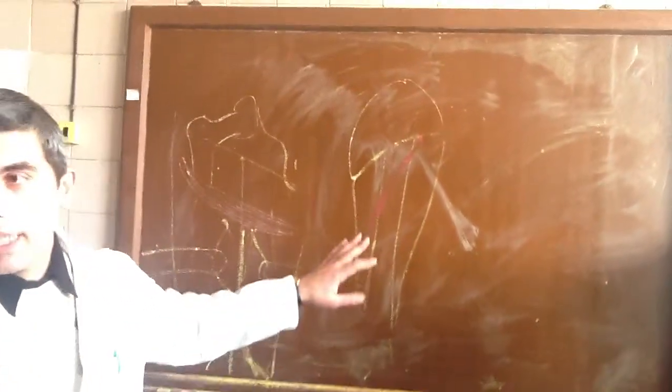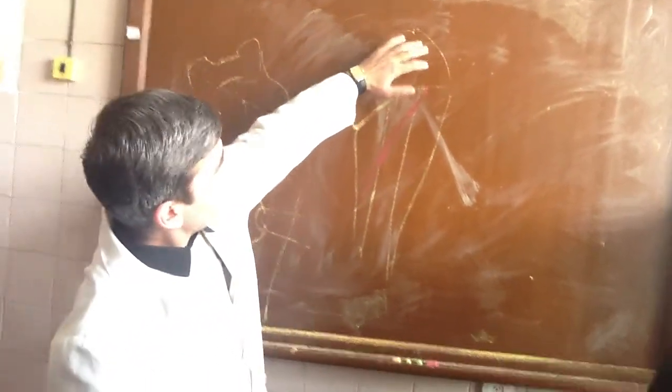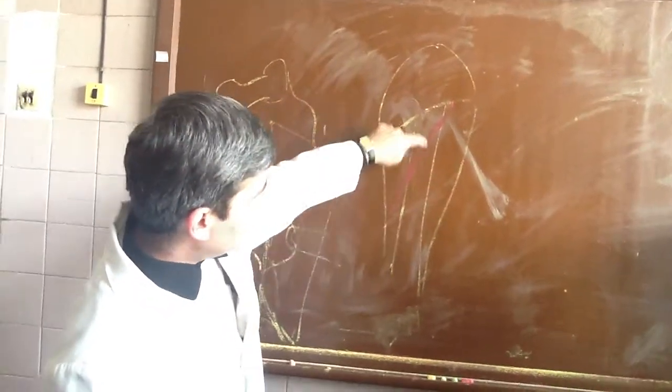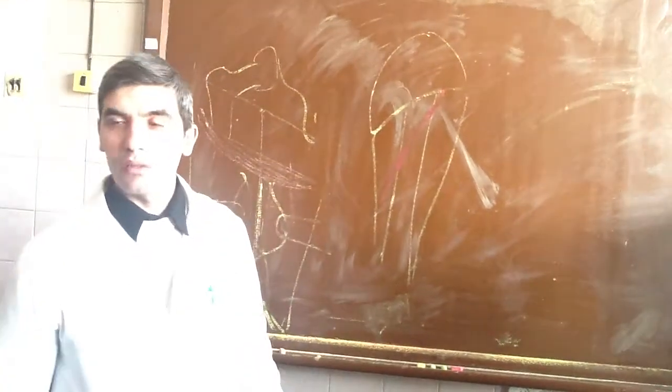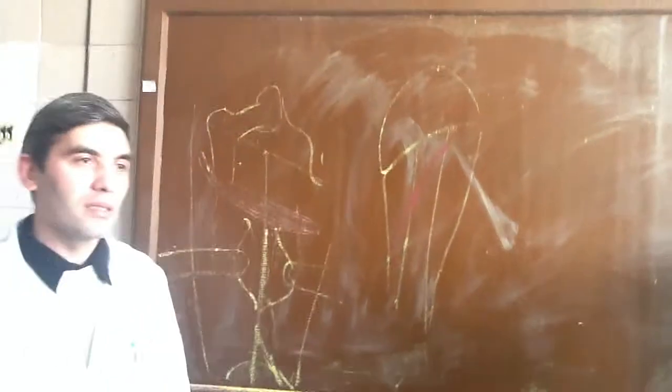This is the posterior aspect of the arm. This is the deltoid muscle. This is the humerus. This is the projection of, not projection, just the reflection of the radial nerve.